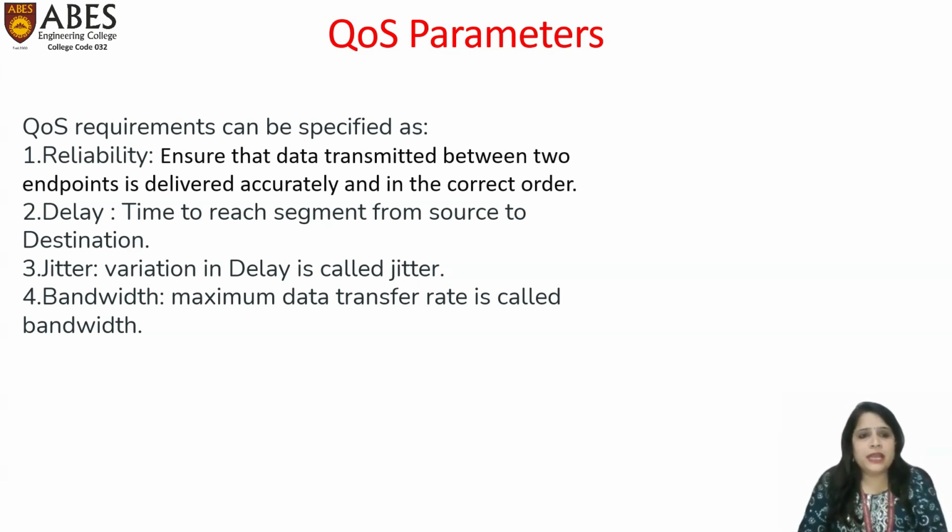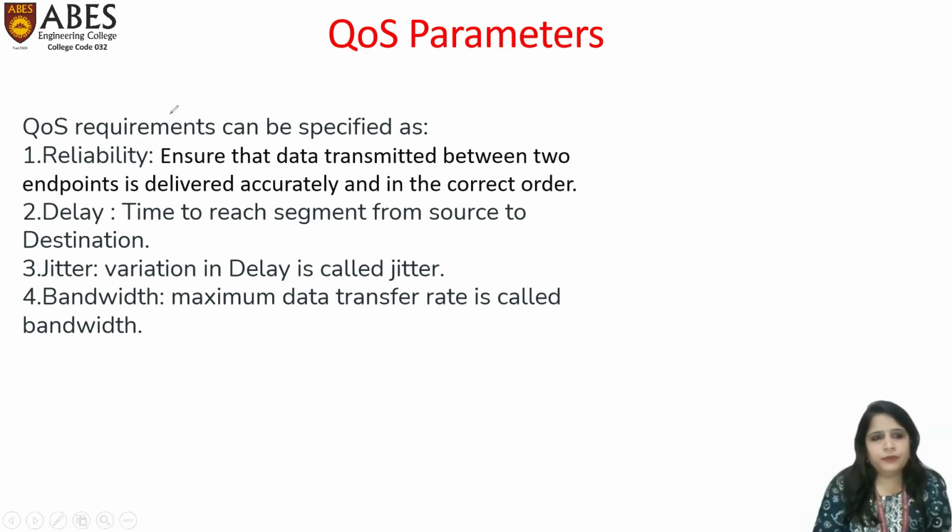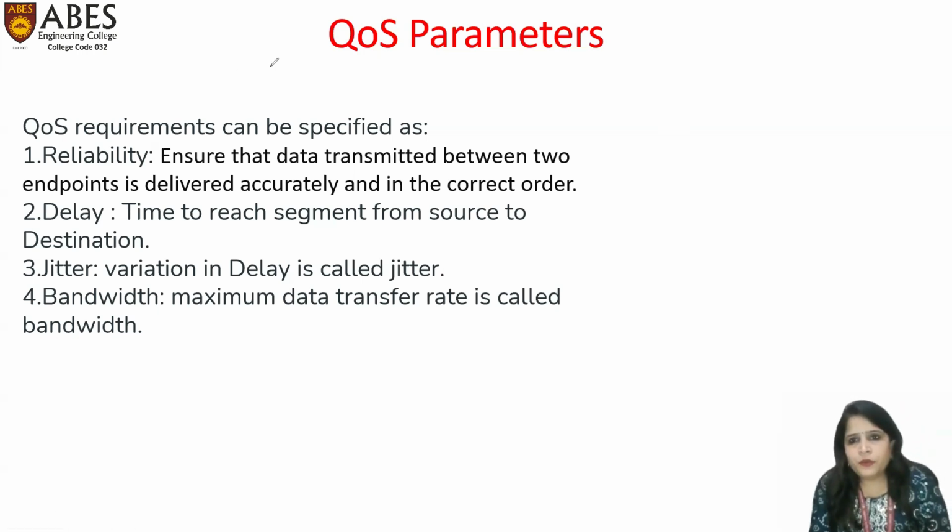So first of all, what is reliability? Reliability is basically a technique that ensures the data transmitted from client side to server side is received accurately, or in a correct manner. What does it mean? Let us take an example to understand the concept of reliability. Suppose there is a sender, and this one is the receiver.